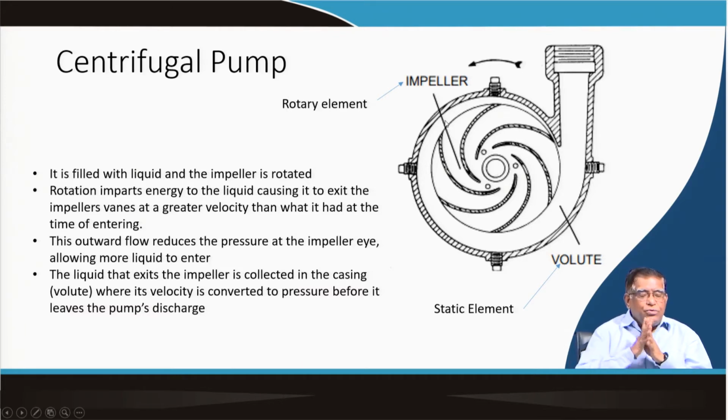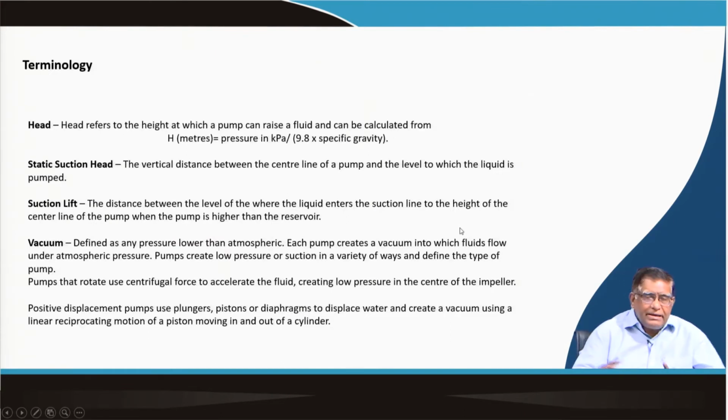Now, this outward flow reduces the pressure. When your velocity is increased, it means pressure is reduced, and then it will enter into the casing. The liquid exits the impeller and is collected in the casing, and then velocity is converted to pressure before it leaves to the pump discharge. So, this is the basic system over here.